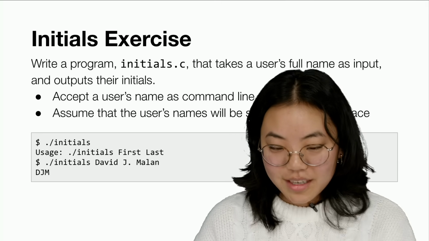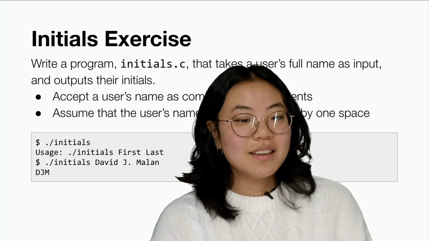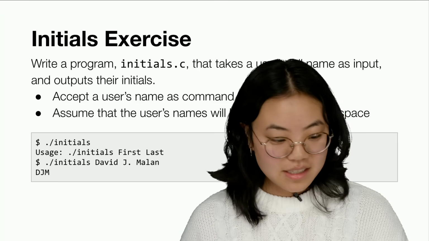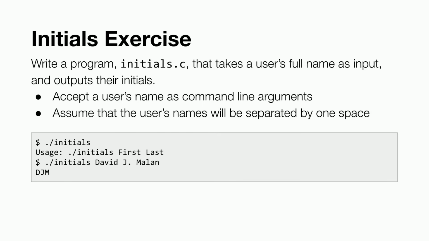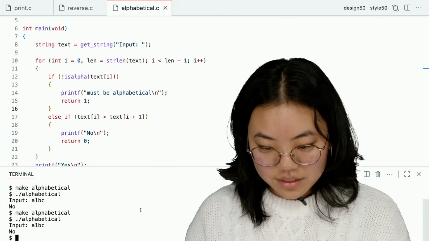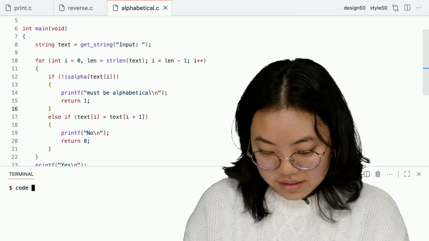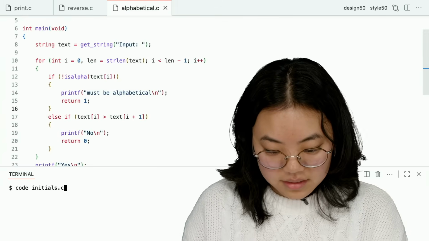Great. Okay, so let's do this final exercise. Write a program initials.c, just like we saw, that takes a name as an input and then outputs their initials. So we're going to accept them as command line arguments and assume that names will be separated by space. Okay, so let's move over here, clear my terminal, and code initials.c.